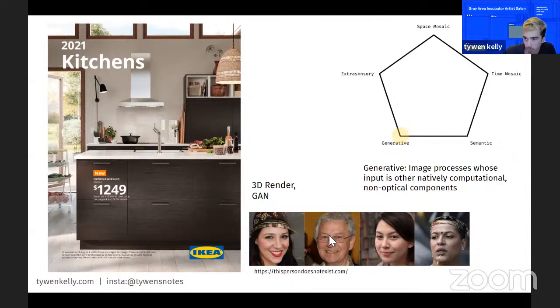And another example of generative is generative adversarial networks, where you can create realistic images from a data set and make completely brand new images. So these are faces of people that do not exist, from this website. I thought was kind of clever.